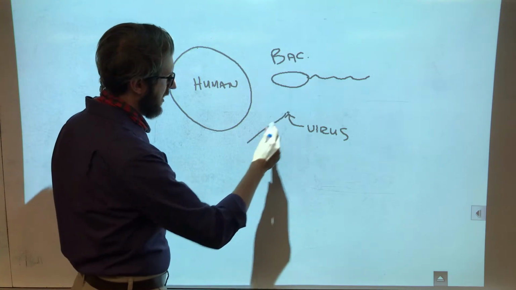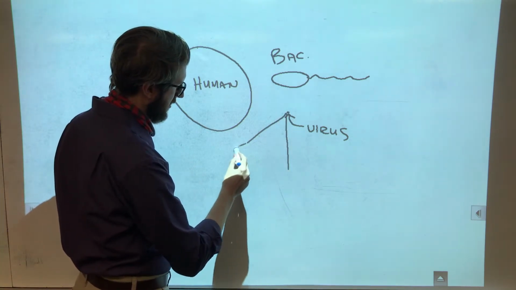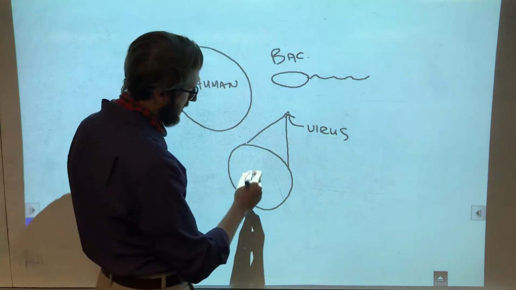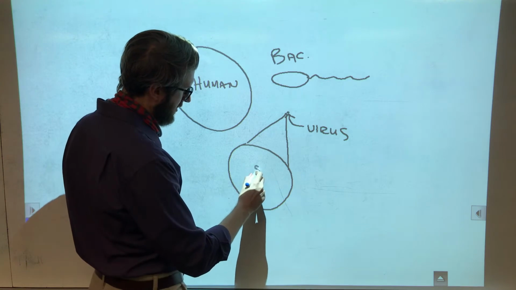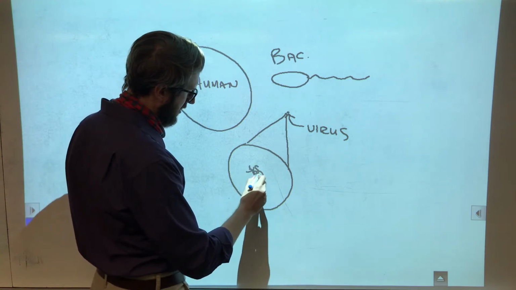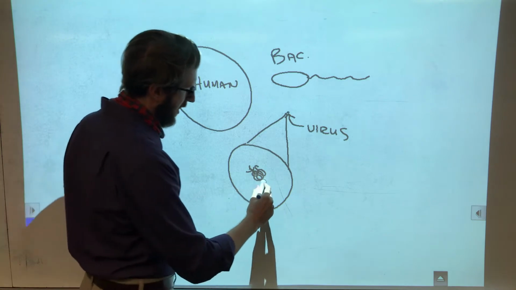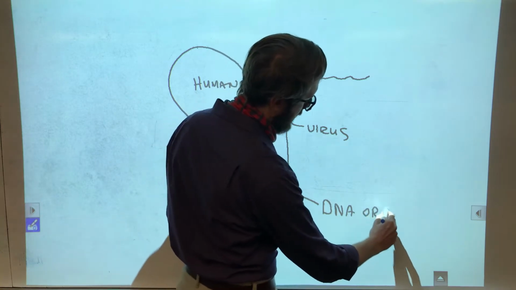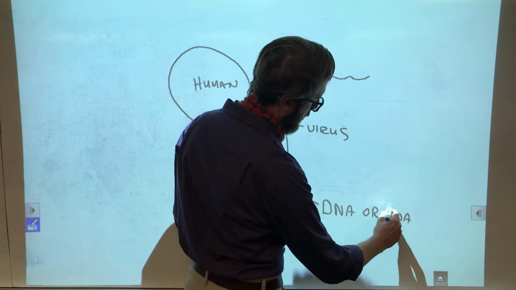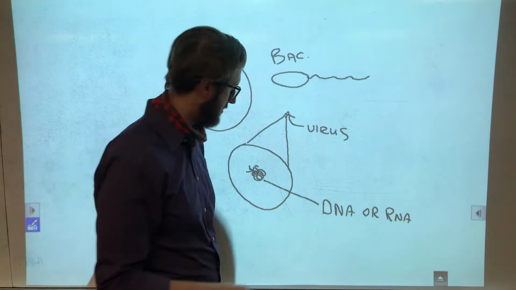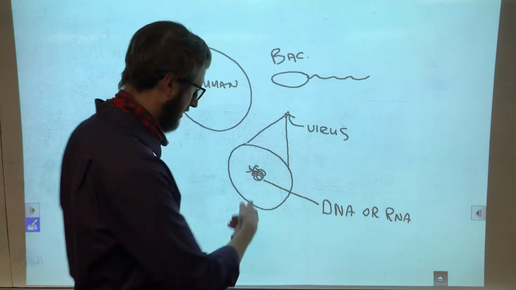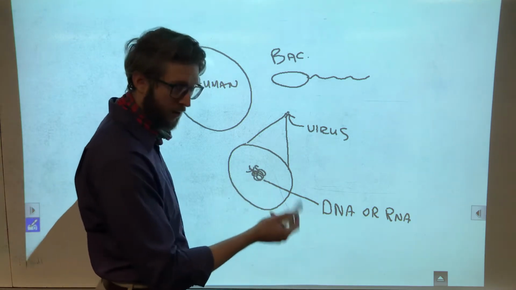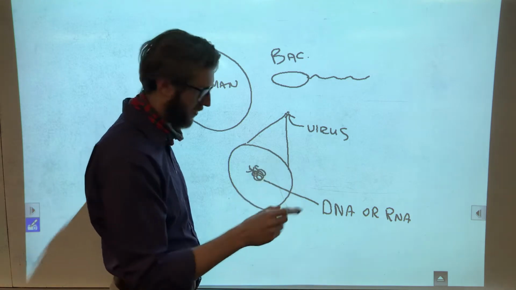If we were to zoom in on the structure of a virus, this is my little zoom in bubble, okay? If we were to zoom in, this is what it would look like. It would basically just be a stringy piece of genetic material that could be either DNA or RNA. There are DNA viruses and there are RNA viruses, just depending on which one of the two they have in the middle.